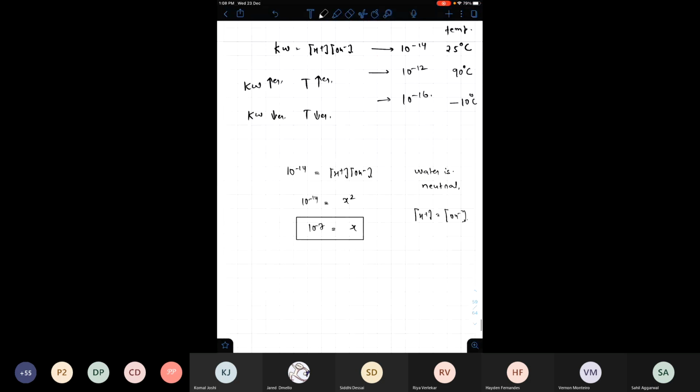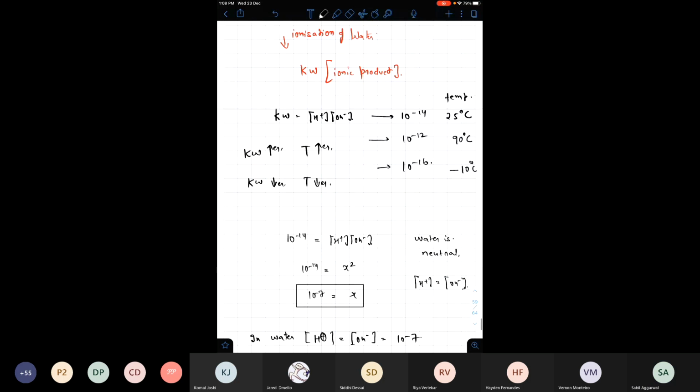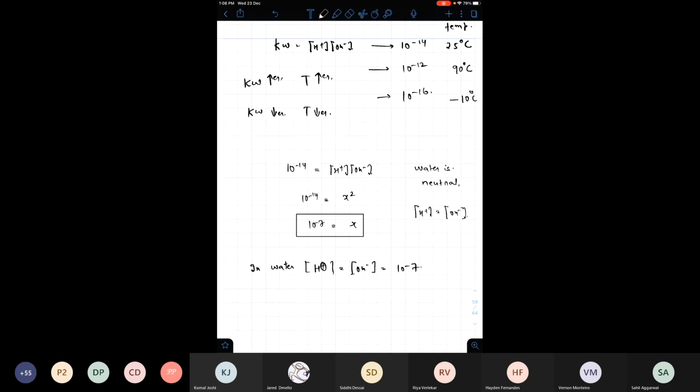In water, H plus concentration equals OH minus concentration equals 10 to the power minus 7 at 25 degrees centigrade. If I make it 90 degrees centigrade, it will be 10 to the power minus 6. If I make it less temperature, it will be 10 to the power minus 8. Any doubt in this?